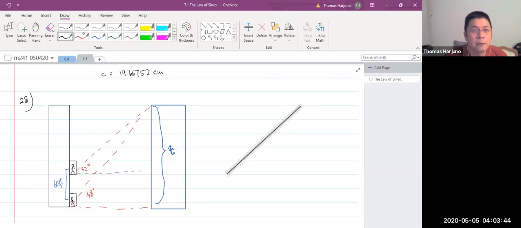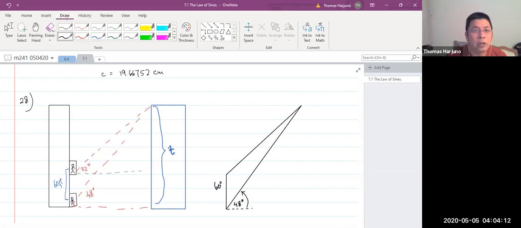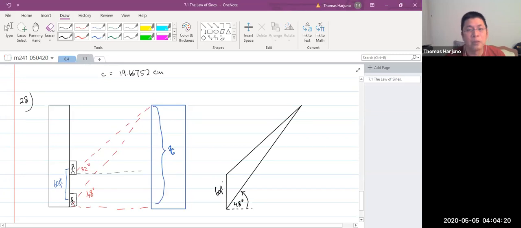I try to redraw it. Now we know that this is 60 feet. This is 48 degrees. Do you mean 60 feet? Oh, I'm sorry, that's right, 60 feet there. 60 feet here, and the angle here is 32 degrees. The one in question is the height here. We want to find the height here.